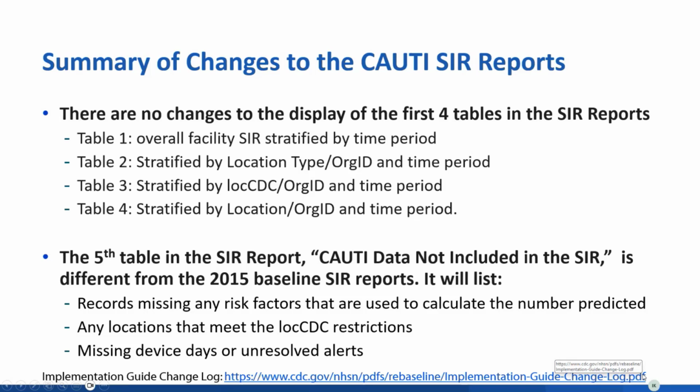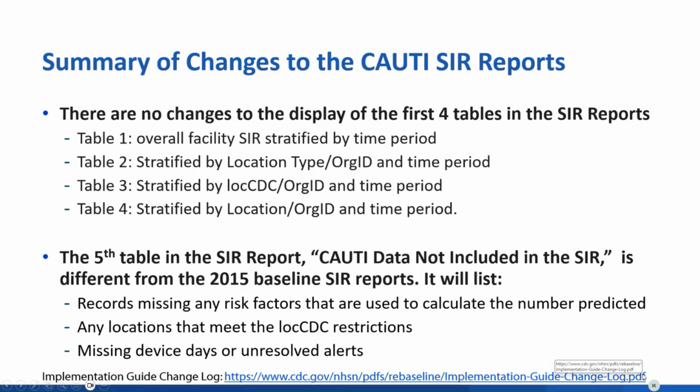Where we do see a change is in the last table, or Table 5, which is now titled CAUTI Data Not Included in the SIR. This table is different from what we saw in the 2015 baseline version. The purpose of Table 5 is to provide transparency about why certain records were excluded from the SIR calculation.